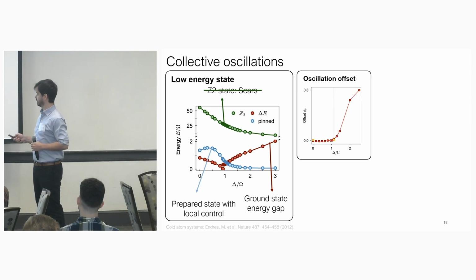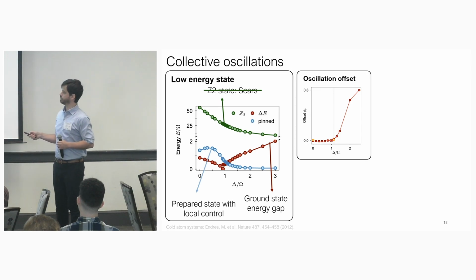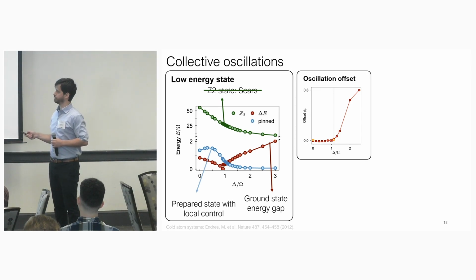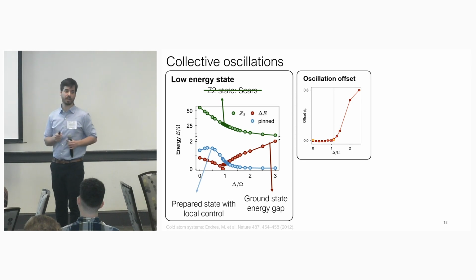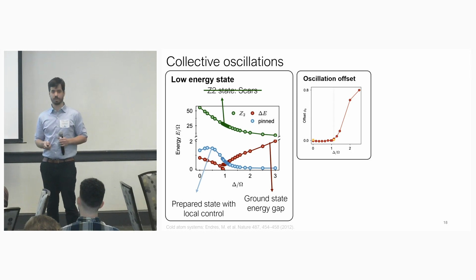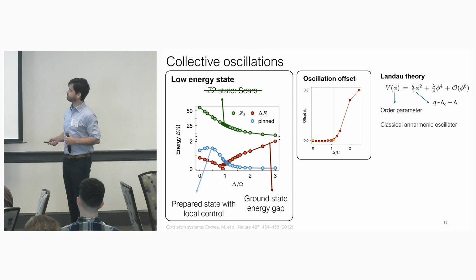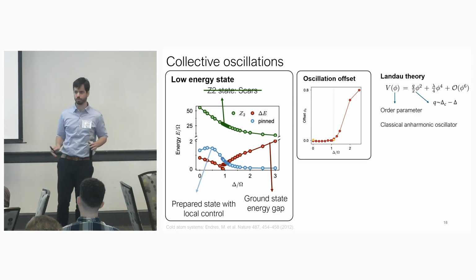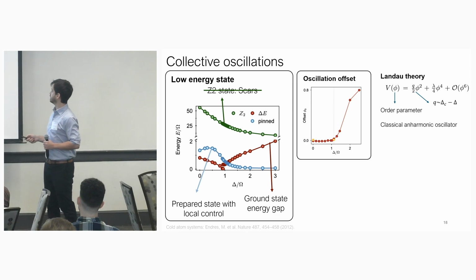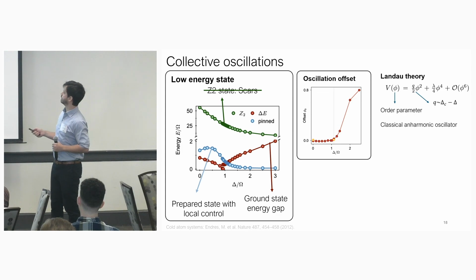And moreover, what you can see here, another clue, is that the oscillations are centered around 0 in the disordered phase, but as you go through the phase transition, the oscillations start oscillating around some finite value of the order parameter. And this leads us to believe that this could be described by this Landau theory picture, at least on a very zeroth-order approximation level, where you can think of the dynamics of the order parameter as being under this classical anharmonic oscillator.